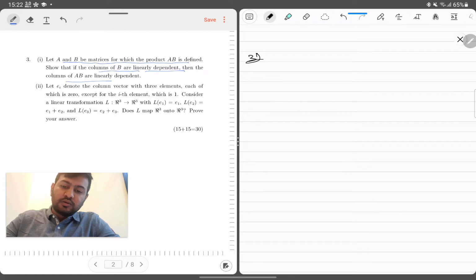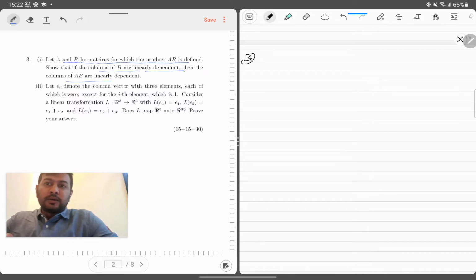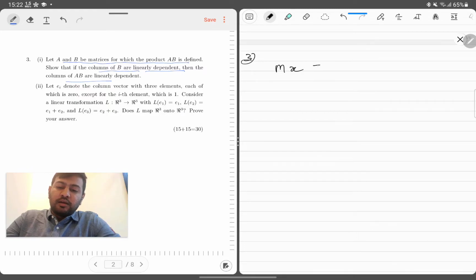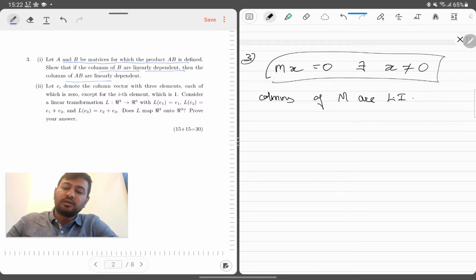Okay, so start from here. What does it mean for some matrix's columns to be independent? A matrix M has independent columns if Mx equals 0 only when x equals 0. If this condition is satisfied, it means that the columns of the matrix M are linearly independent. So that is the condition.